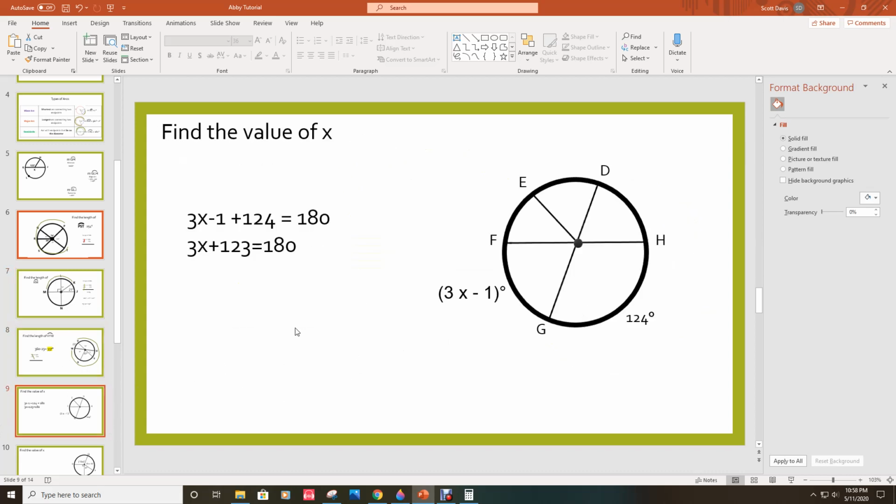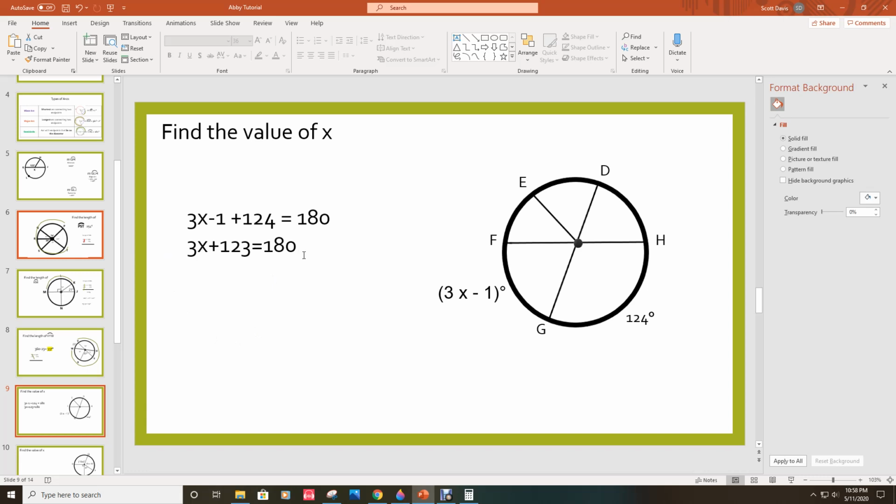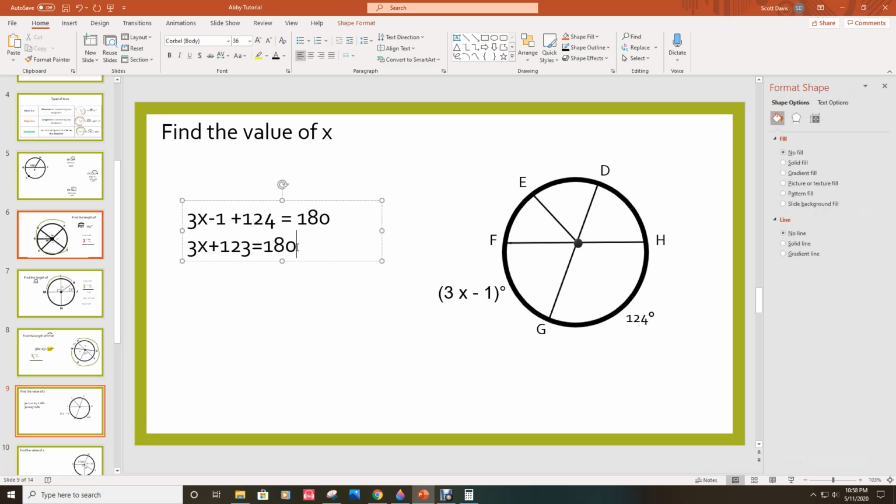Which one was I on? That 123 would go away, so I need to do 180 minus 123. 180 minus 123 equals 57. So now I have 57. Let me get that 3x in front just to keep it the same because I think that's best. Plus 57.